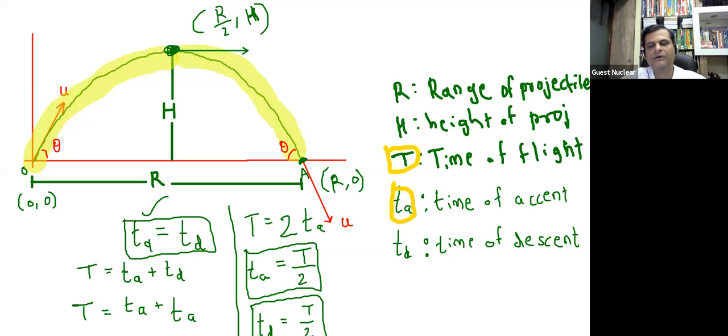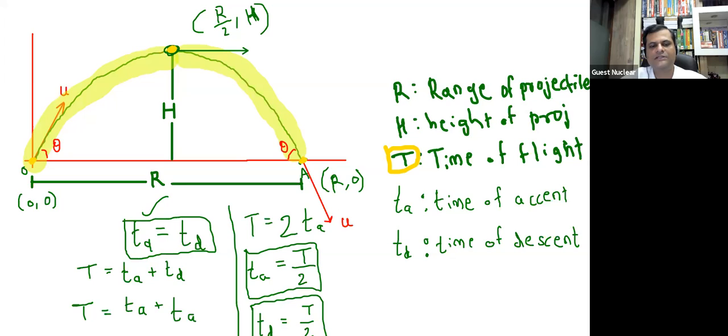It is the time required for the projectile to move from this point of projection to the highest point, which is called the time of ascent, and time of descent is nothing but the time required for the projectile to move from the highest point to the lowest point, or the point at the level of the point of projection.